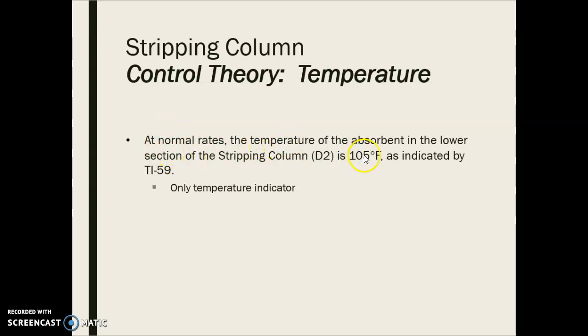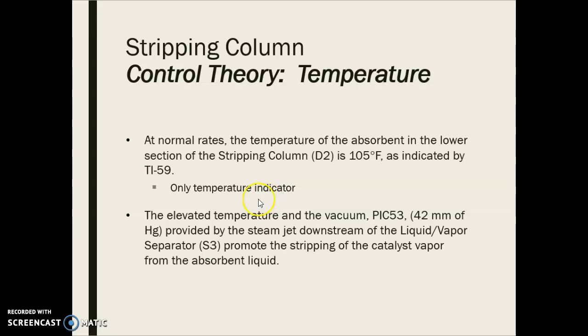Temperature on our stripping column. At normal rates, the temperature of the absorbent in the lower section of the stripping column is 105 Fahrenheit as indicated by TI59. It is not a controller, it is only an indicator. The elevated temperature and the vacuum, PIC53, which runs at 42 millimeters of mercury, provided by the steam jet downstream of the liquid vapor separator, promotes the stripping of the catalyst vapor from the absorbent liquid.